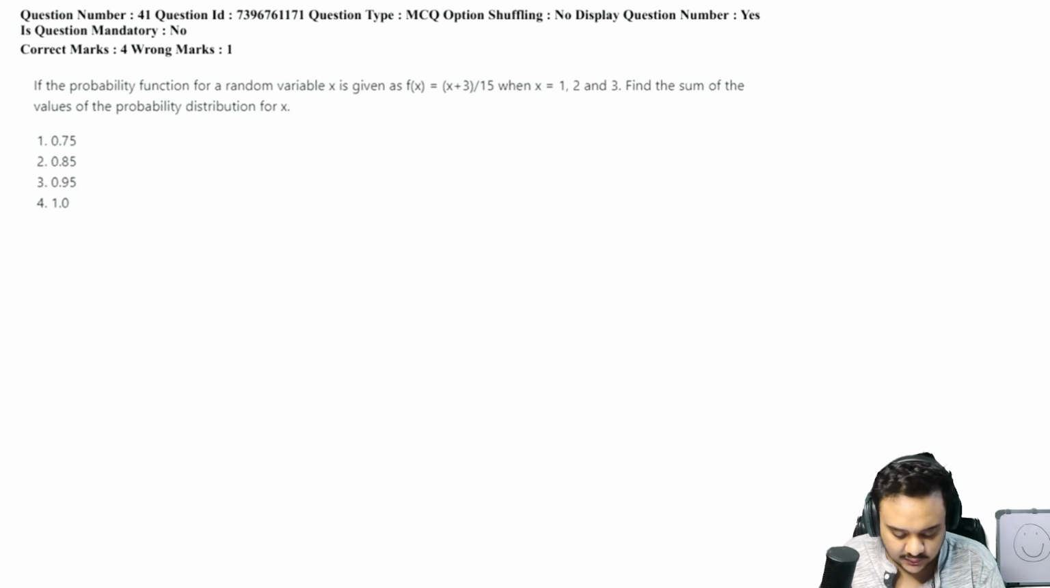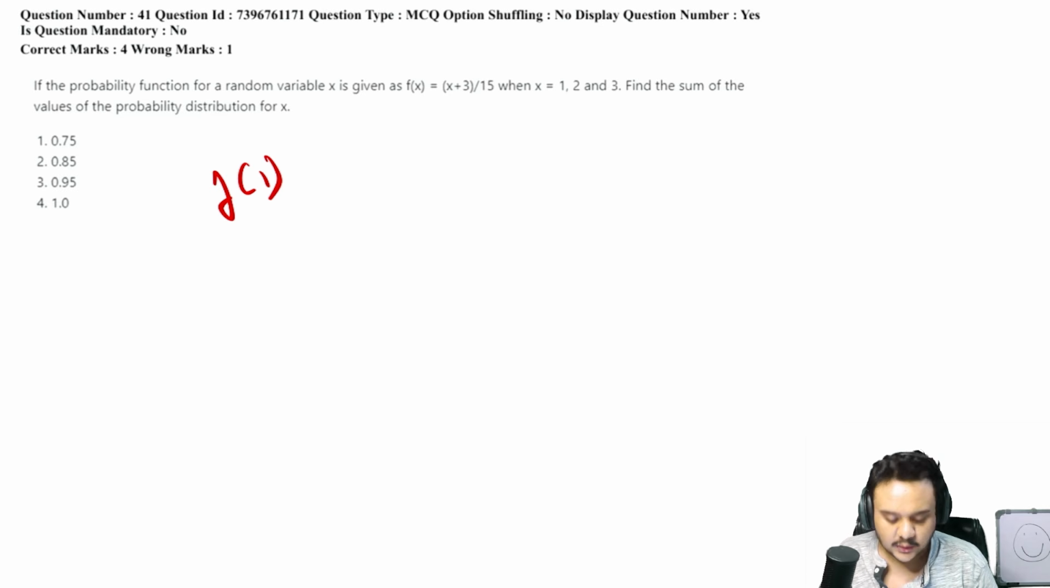If the probability function for a random variable X is given as f(x) is this, x is these values, find the sum of the values of the probability distribution of X. Okay, so just substitute in the values. Again, the stats questions are on the easier side, as I already said, because we are just coming from the trauma of JAM and GATE, right? So that is why the stats and maths part there is completely unbearable. So here, that is why it looks like it is a blessing from God.